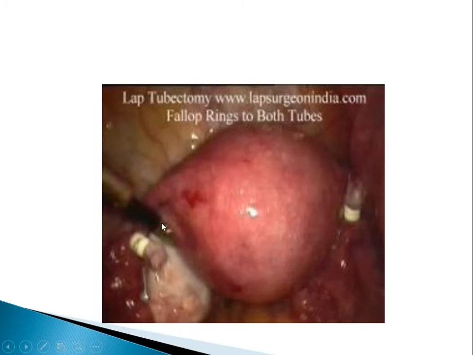So, when you visualize after applying the rings, this is how you will see the uterus and both the tubes. After a few days, what happens is these ends will separate. This loop of the fallopian tubes gets necrosed and falls off, and these ends of the fallopian tube actually separate with the rings on either this side or that side.